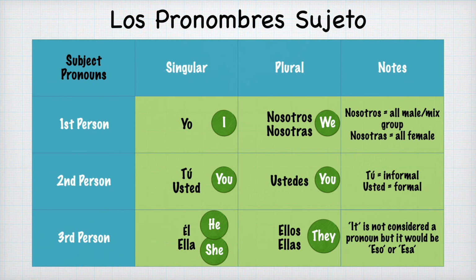Let's say them again. Yo, nosotros, nosotras. Make sure you're repeating as well. Tú, usted, ustedes, él, ella, ellos, ellas. This is used in Mexico.